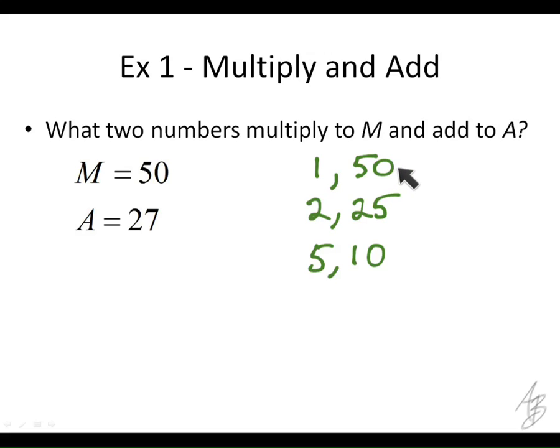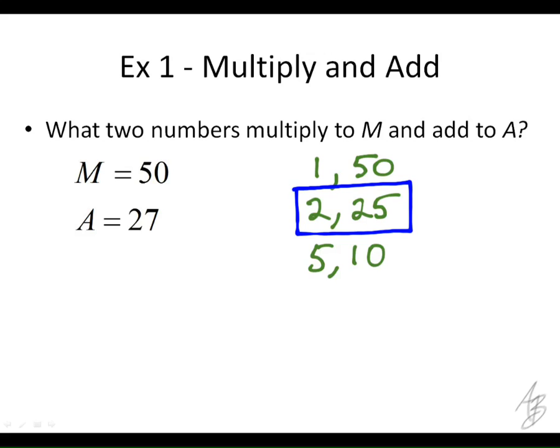Now, I think Aaron's getting upset back there because we've already got the answer here. Aaron, why is it 2 and 25? Yeah. So 2 times 25 is 50. 2 plus 25 is 27. So that pair, that factor pair, also adds to 27, or has a sum of 27. What does sum mean? It's the answer to an addition problem.